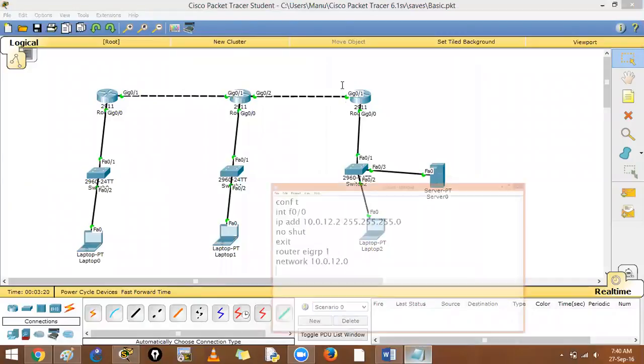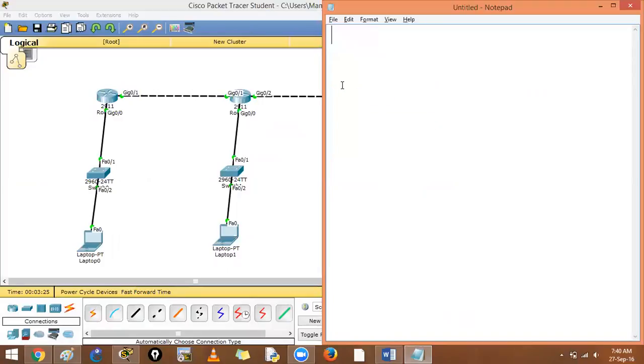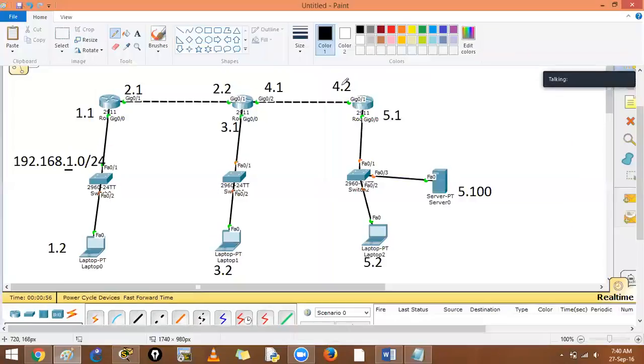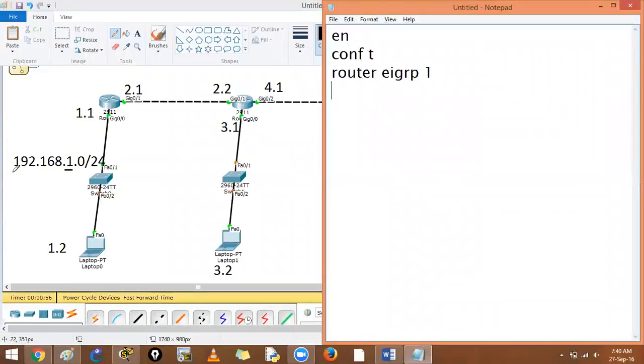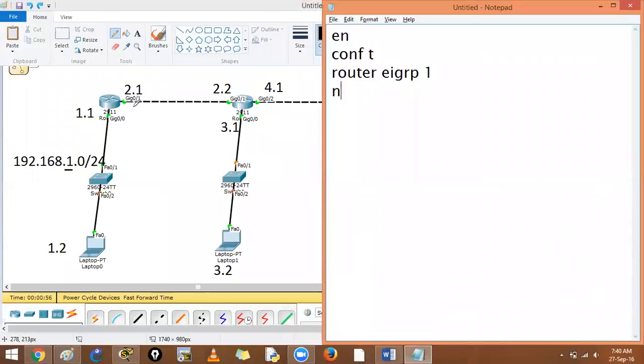So if I say I want to run EIGRP over here on router 1, where should I be? I should be in the global configuration mode. I will say router EIGRP 1. 1 is the autonomous system. I have to advertise two networks: the 192.168.1 network and 192.168.2 network. So I will say network 192.168.1.0 and network 192.168.2.0.